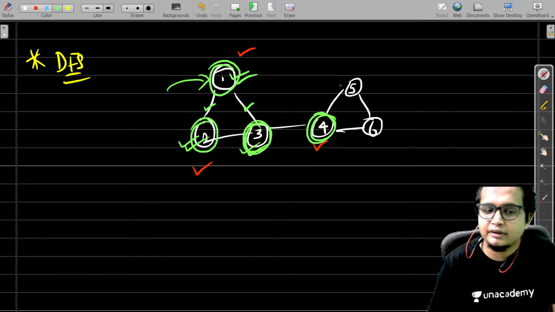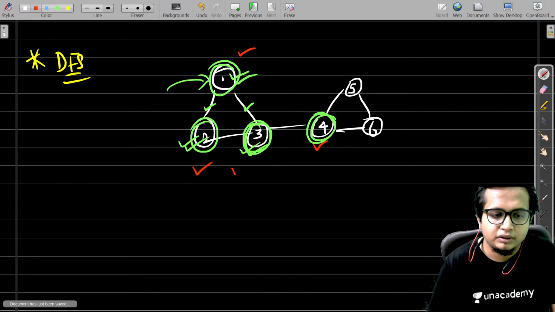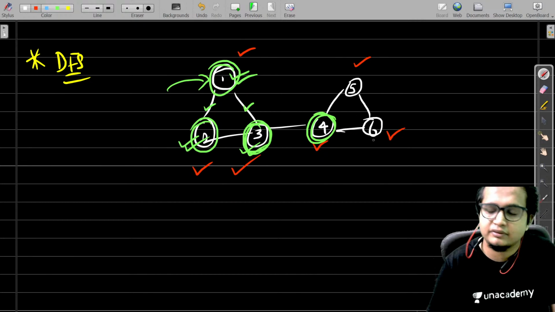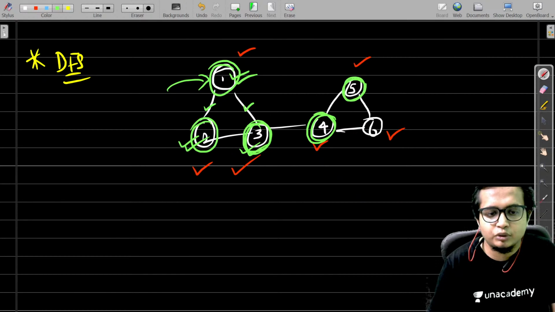Then again I would say the same thing, that 4 is actually connected to three different nodes, 3, 5 and 6. But we have already visited 3. So I can go either to 5 or to 6. I can randomly select any one of them. So let us say I go to 5. Okay, so now I have gone to 5.